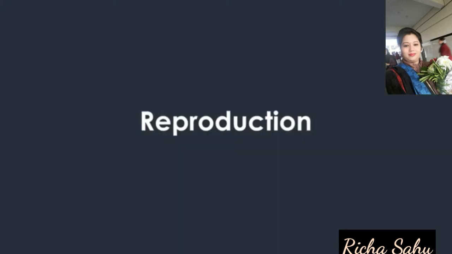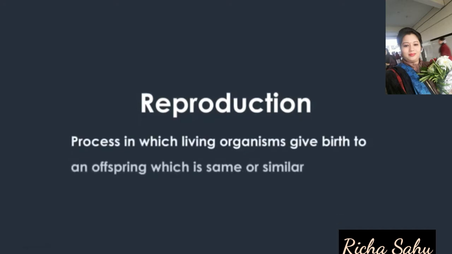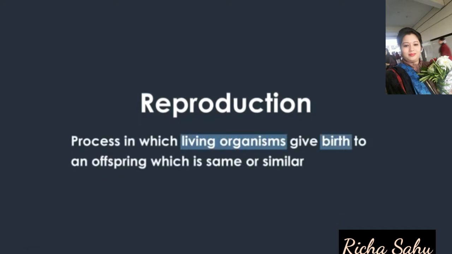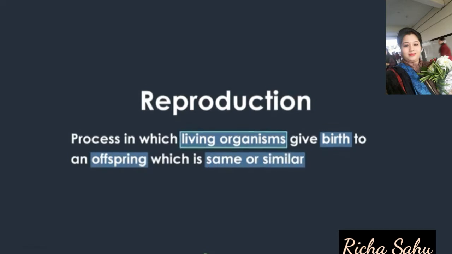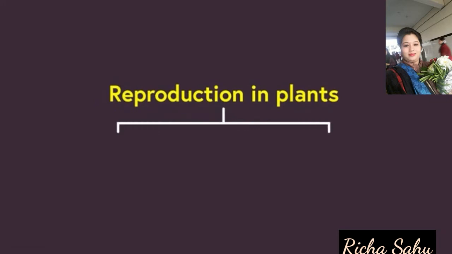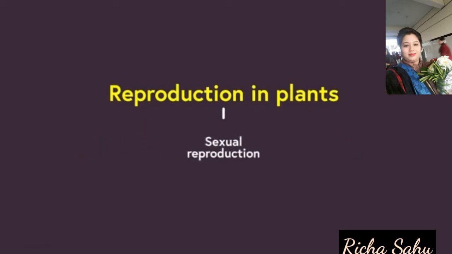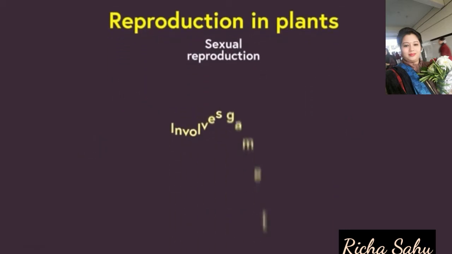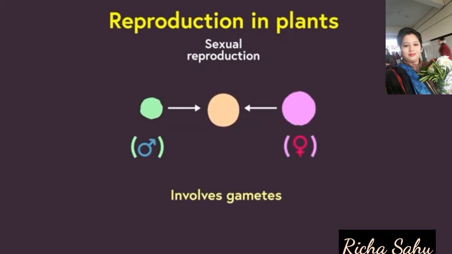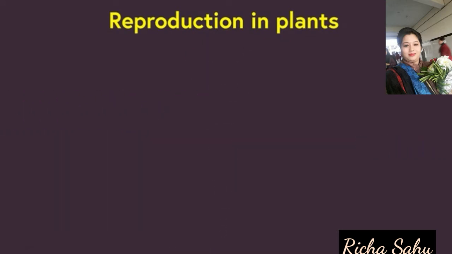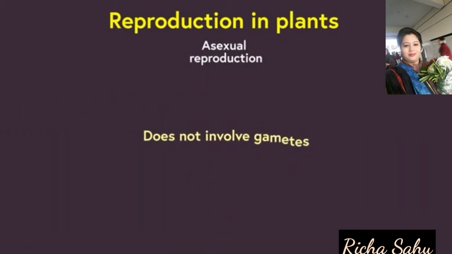Students, what is reproduction? It is a process in which living organisms give birth to an offspring which is same or similar. Reproduction of plant can occur in two major ways: asexual reproduction and sexual reproduction. Sexual reproduction involves gametes. Asexual reproduction does not involve gametes.